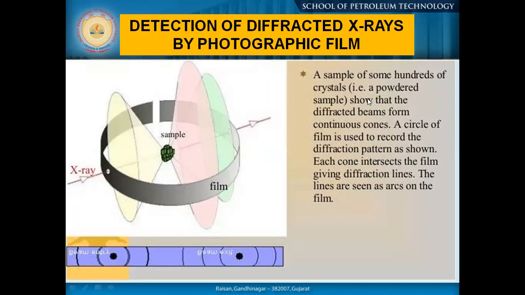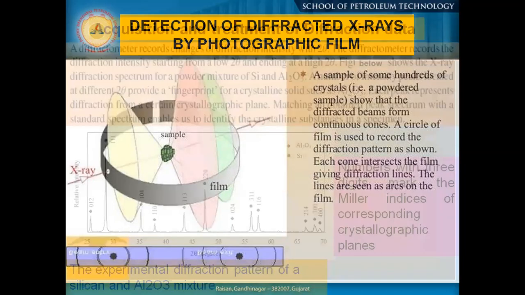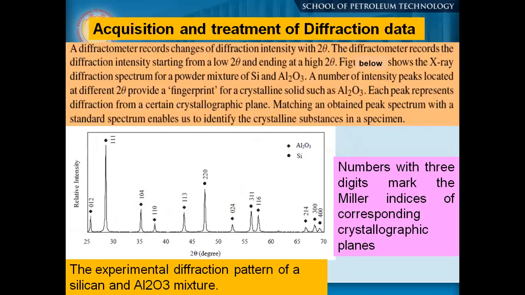Okay, for crystals, the diffraction beams form continuous cones, and a circle of film is used to record the diffraction pattern as shown. Each cone intersects the film, giving diffraction lines. The lines are seen as arcs on the film. So that pattern will give us some idea about the crystal structure, atomic arrangement, and everything. Okay. So this is generally one way of data acquisition.